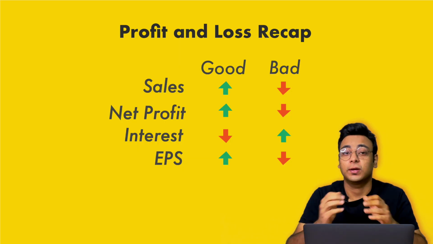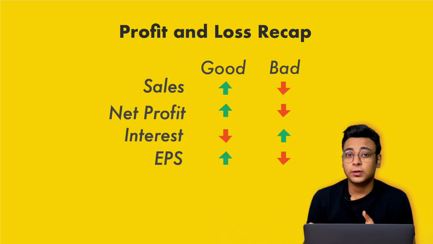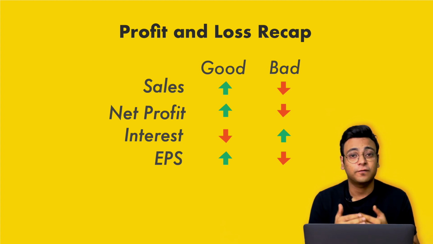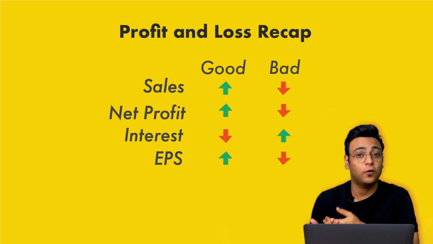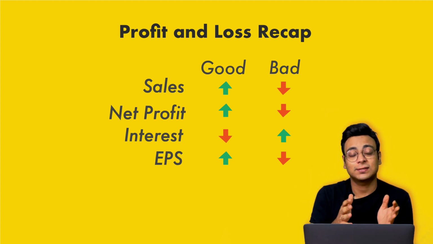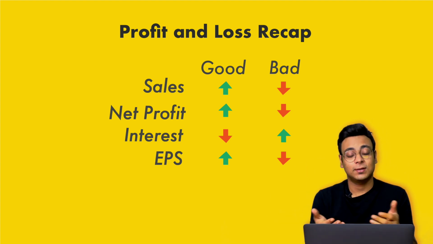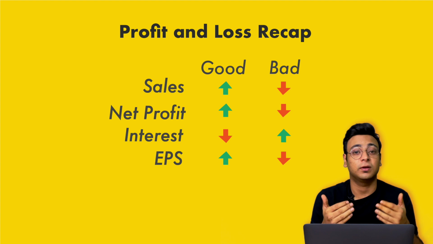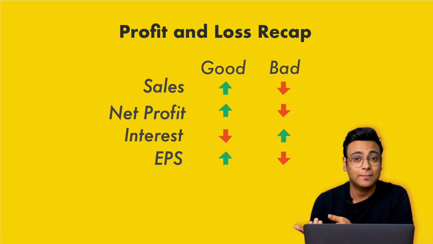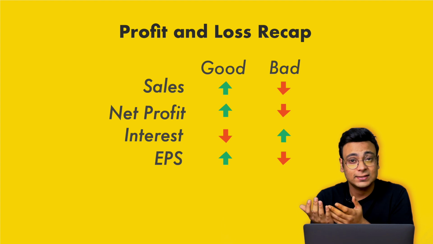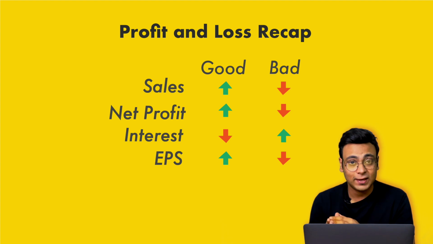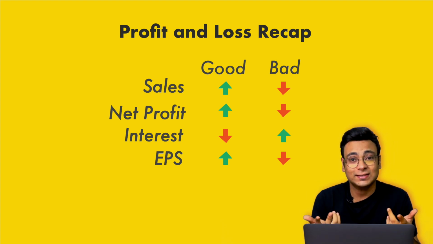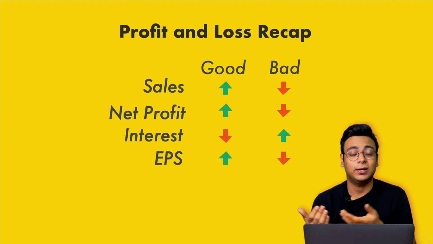Let me give you a quick recap of what the profit and loss statement says. We saw that for a good company, the sales and net profit should be always increasing. In a bad company, the sales and profit will be falling. That same parameter applies to the quarterly statement as well. Similarly, the interest burden should be falling in a good company, and in a bad company you might see that the company's debt is increasing and the interest is also increasing. And finally, the EPS of the company should be increasing in a good company, and in a bad company it will be falling.